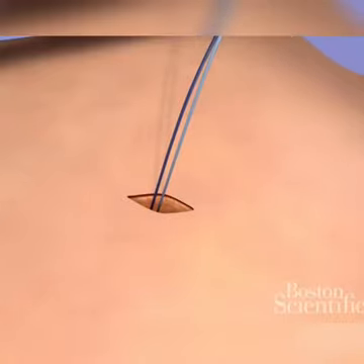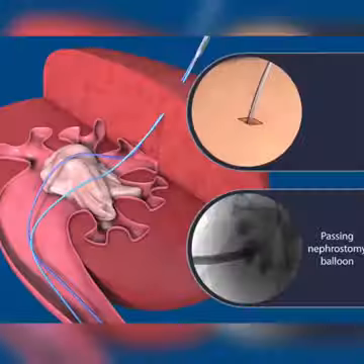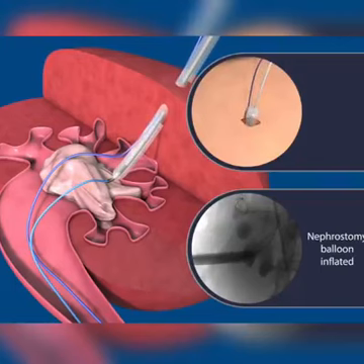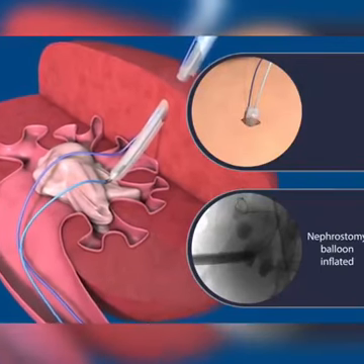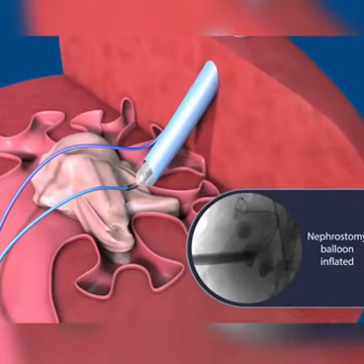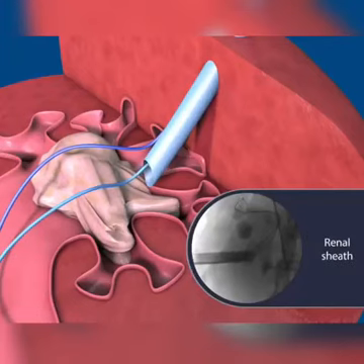Slide the balloon catheter over the stiff wire up to the stone. Inflate the balloon to the appropriate pressure. Slowly insert the renal sheath, twisting clockwise and counterclockwise until reaching the stone. Deflate and remove the balloon catheter. Both wires remain in place.